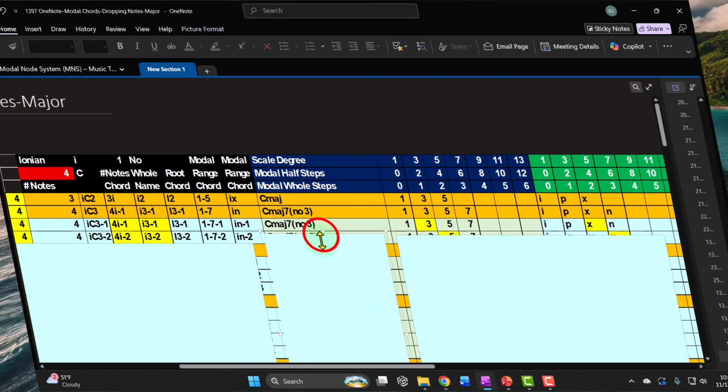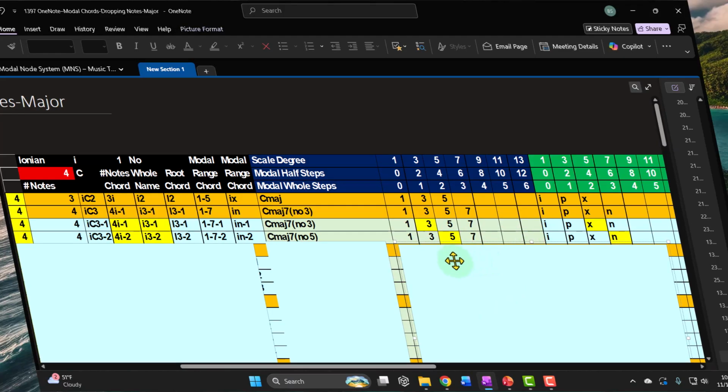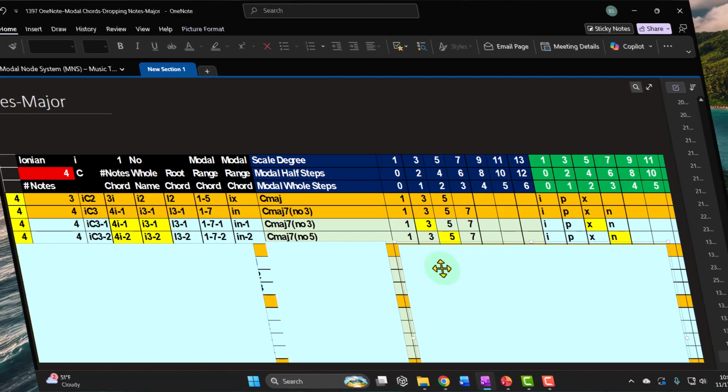Now, what if we drop the 5? If I say it's a C major 7 and we drop the 5, then we're just going to say that it's C major 7, no 5. The 5, although it's in the stack, isn't different typically for a major and a minor. Therefore, it's usually easier to drop the 5 without running into problems.